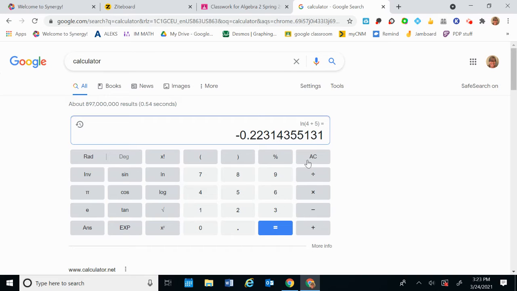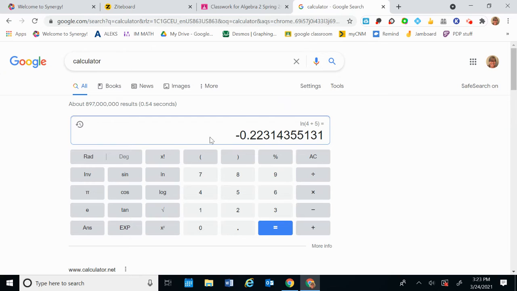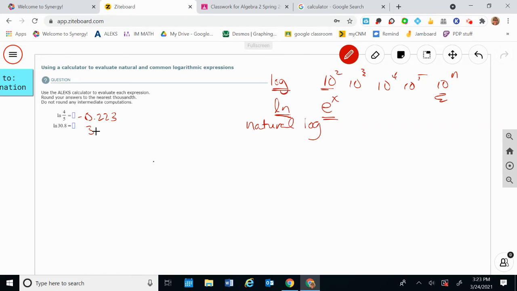Log, did I do that right? ln of 4 divided by 5. Yeah. Okay, negative 0.223. Okay? Negative 0.223. And then ln of 30.8. So ln 30.8 done. 3.428. Okay? 3.428. I'm going to go ahead and pause this for a second.